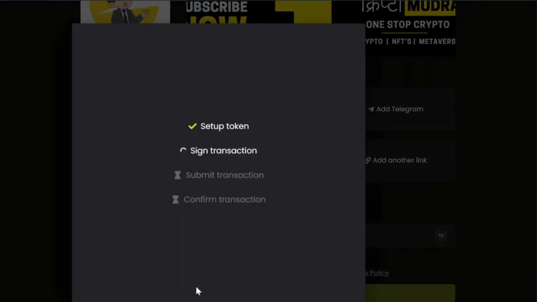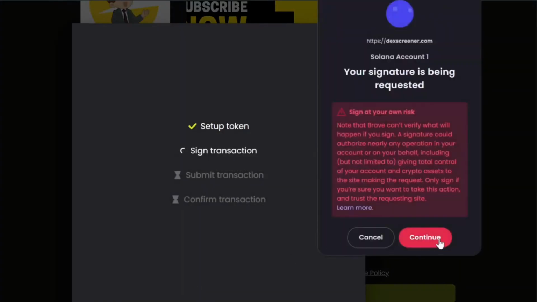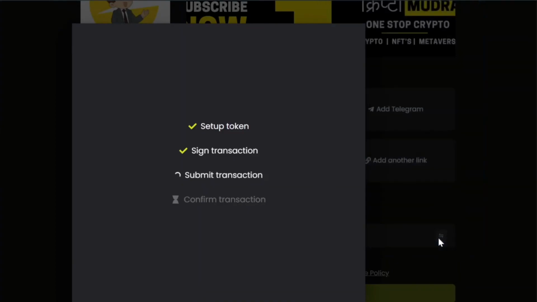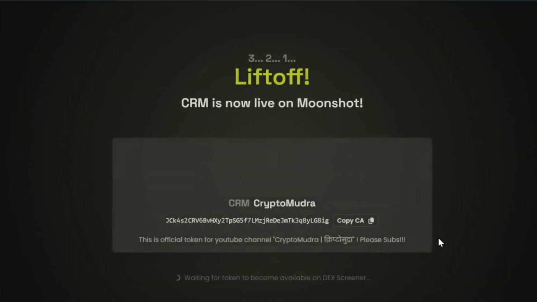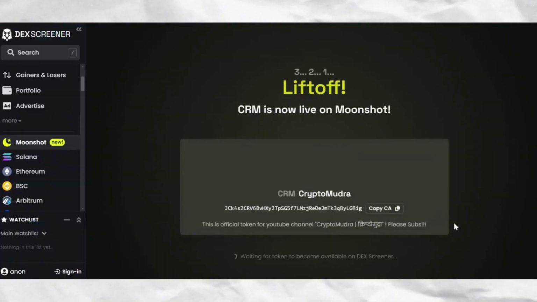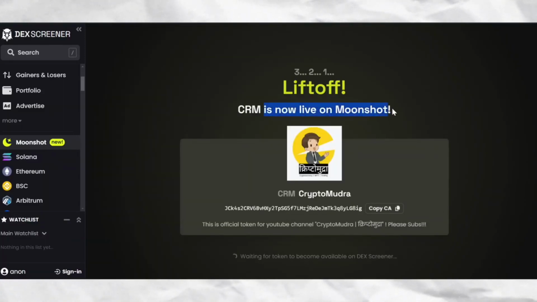Now, it is currently taking the token setup. I need to sign this transaction, and I am providing my approval from here. So I will submit the transaction now. At this moment, they are verifying the transaction, and now the CRM is officially live on Moonshot.